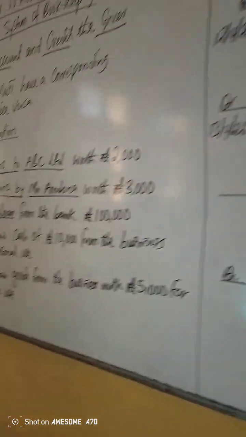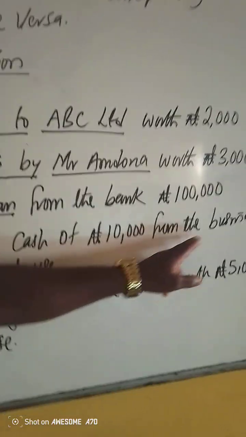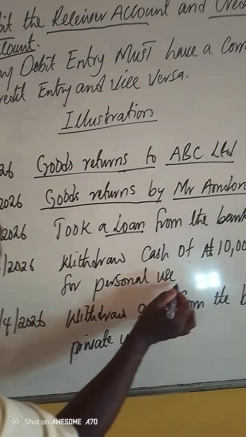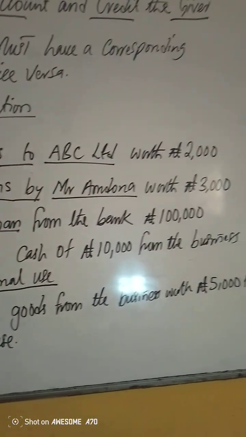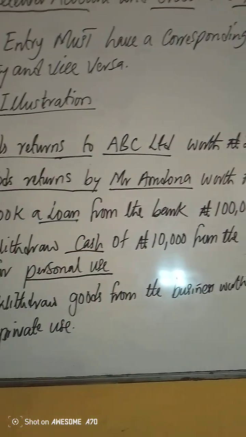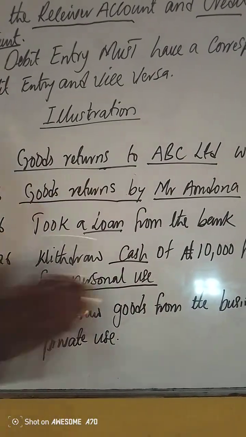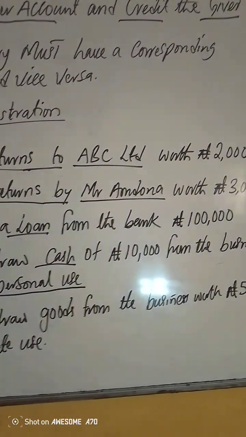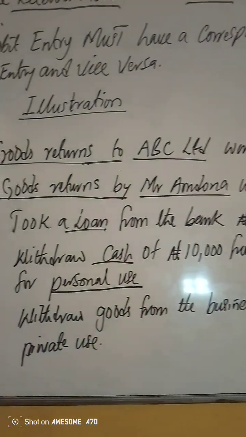Then let's continue. Here we are saying we drew cash of 10,000 from the business. Mind you, this is for private use. The emphasis here is for private use. You are taking cash from the business. Who is the giver account and which one is the receiver account? The giver account here is cash, meaning cash has been taken out of the business. As cash is taken out of the business, cash becomes the giver. The giver is what you give, and the business is giving out cash. But this time it is to the owner of the business, and here they discuss personal use.